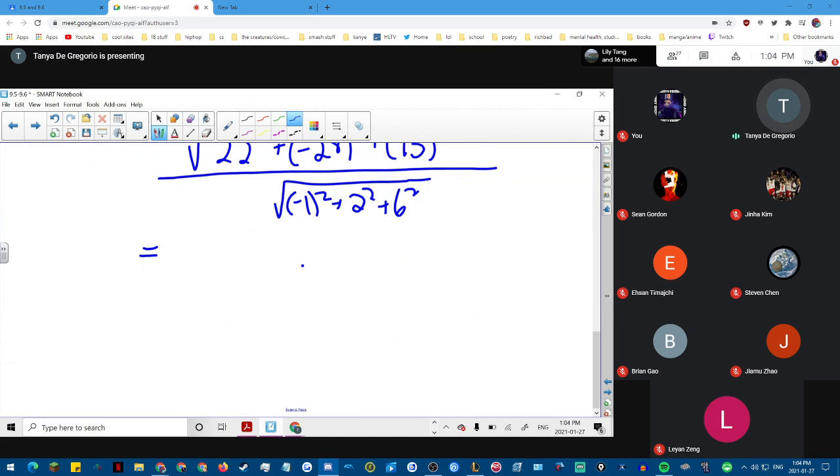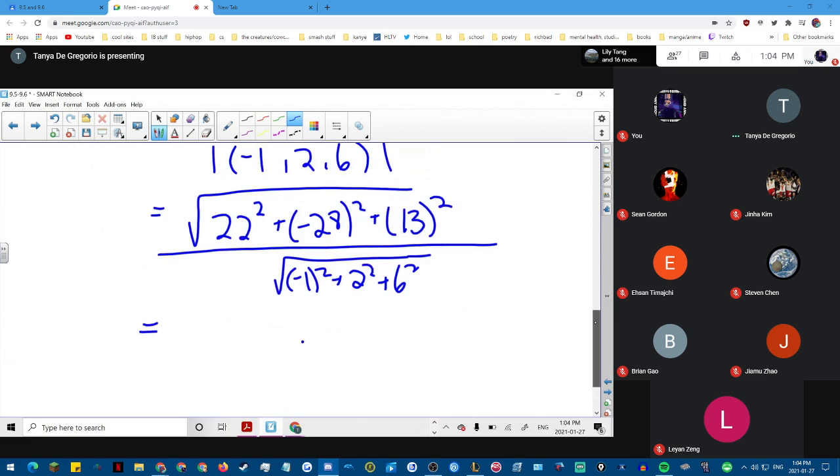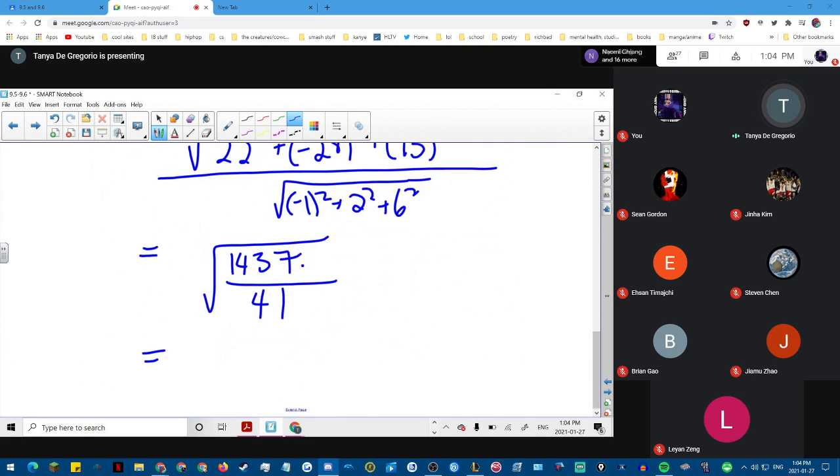Okay, so sorry guys, do the math for me here. What do we get? Square root 1437 over square root 41. Perfect. And we're going to just go ahead and round to 2 decimal places. So guys, again, you're really just plugging into the formula. Any questions?